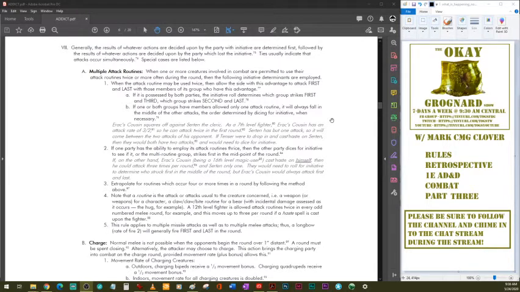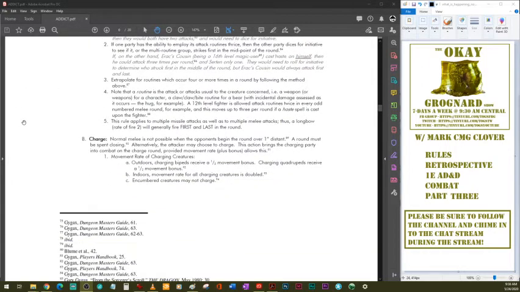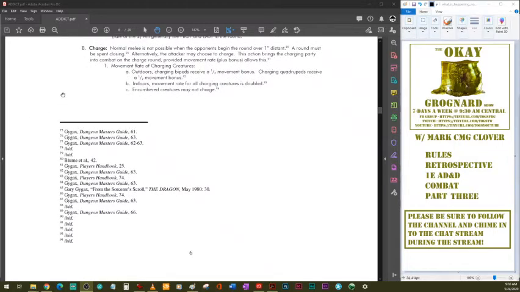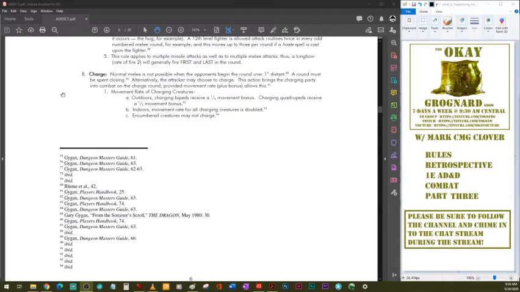Number 5. This rule applies to multiple missile attacks as well as to multiple melee attacks. Thus, a longbow rate of fire 2 will generally fire first and last in the round. This, of course, applies in the missile phase, so keep that in mind. I don't think he quite clarifies on that score. So if somebody has one missile attack and somebody is using, say, a longbow with a rate of fire of 2, the longbow firing first and last, the other in the middle, right?